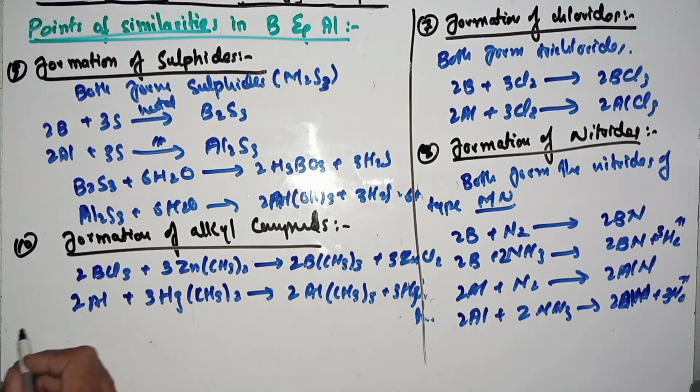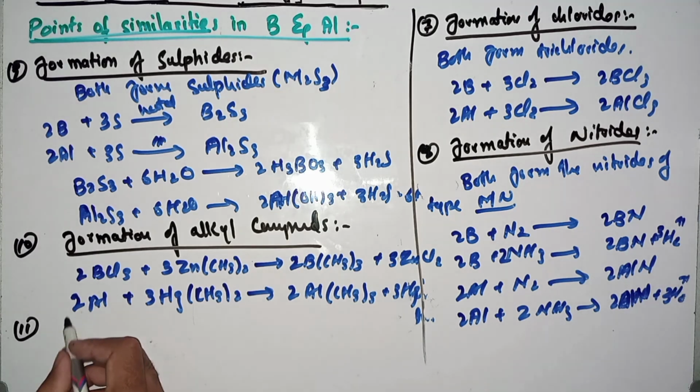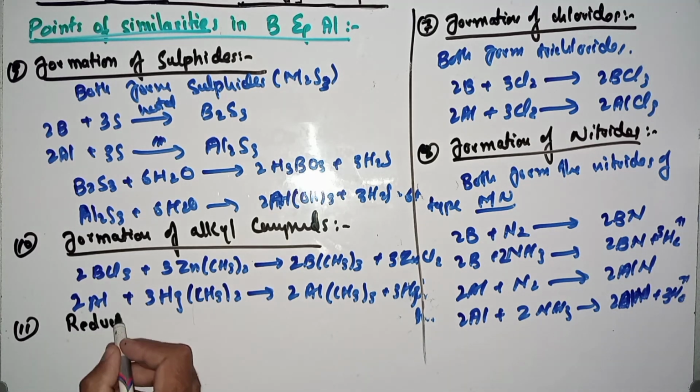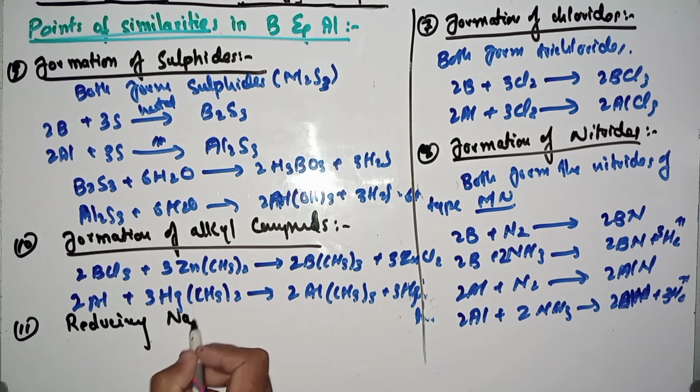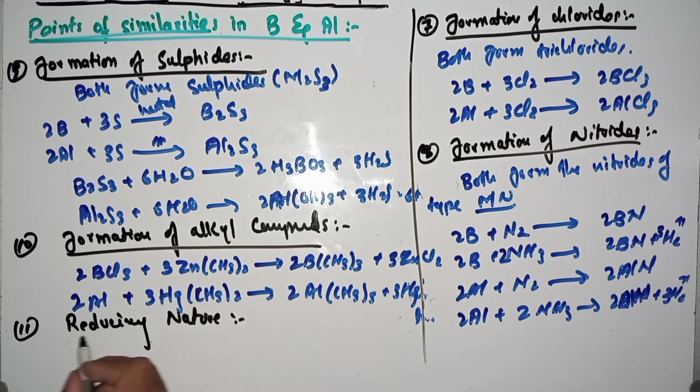Similarly, both have reducing nature. Why do both have reducing nature? That is a very important point. Both have reducing nature because both are electron deficient compounds. Both can add electrons. Both can gain electrons and reduce. Both can gain electrons, so that's why they are reducing.